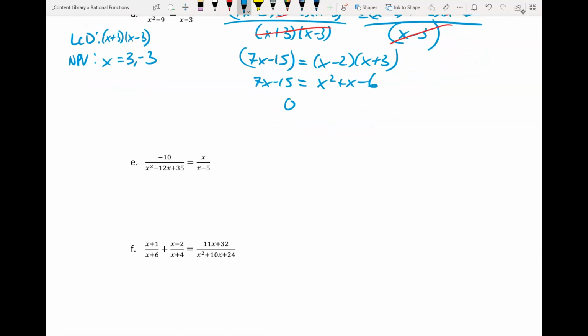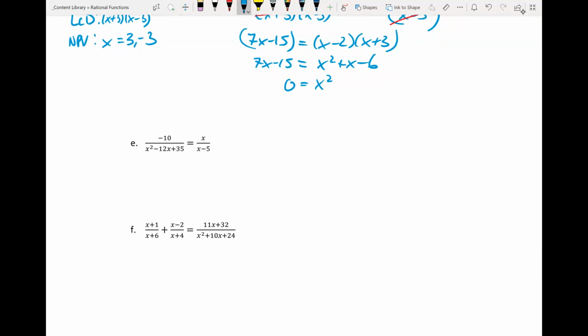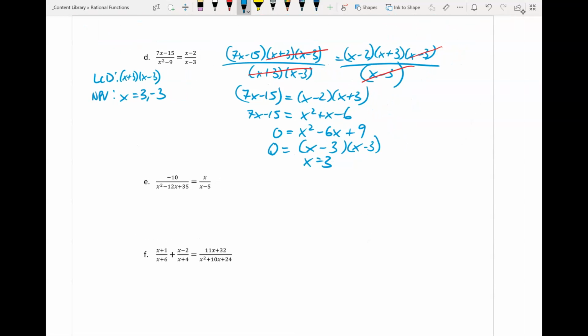So I'm going to subtract 7x on both sides. So we're going to get a negative 6x and then add 15 to both sides, which is positive 9. Okay, we can try to factor this now. Looks like x minus 3 all squared would work, which means our solution would be 3. Now, x equals 3 is an NPV, and we can't have that then. So in the end, we just have no solution.